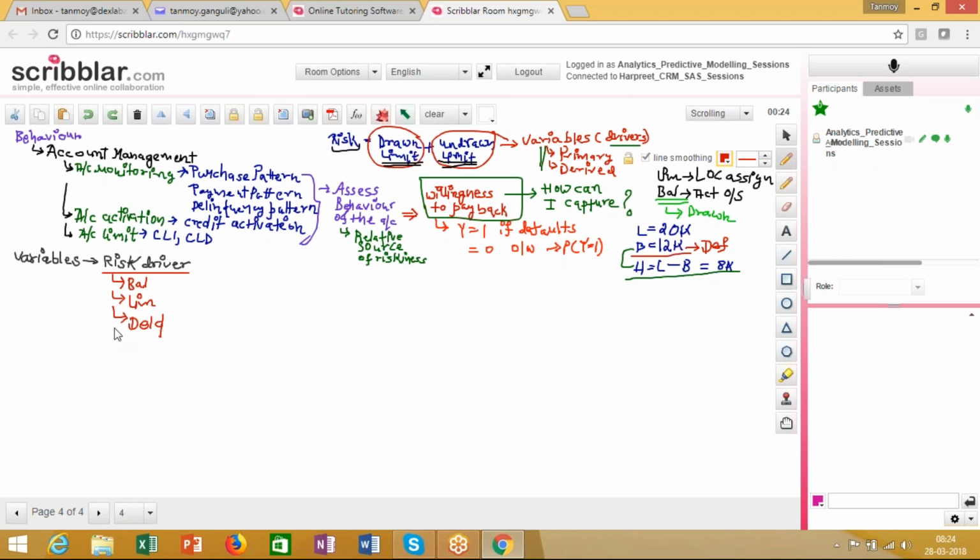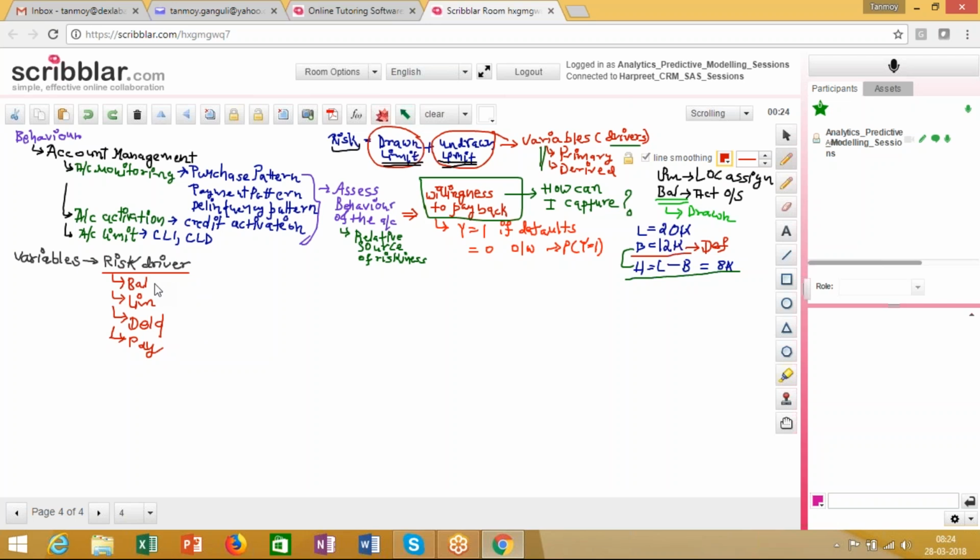Another important variable that we have is payments. Payments is the amount of payments that a person is actually making in a cycle. So that is what payments is.